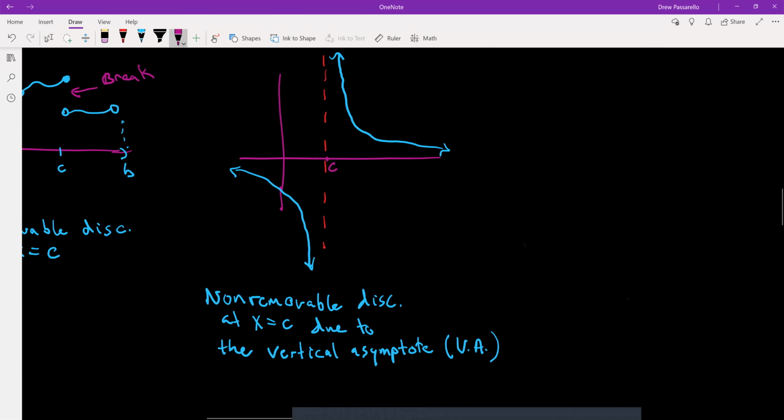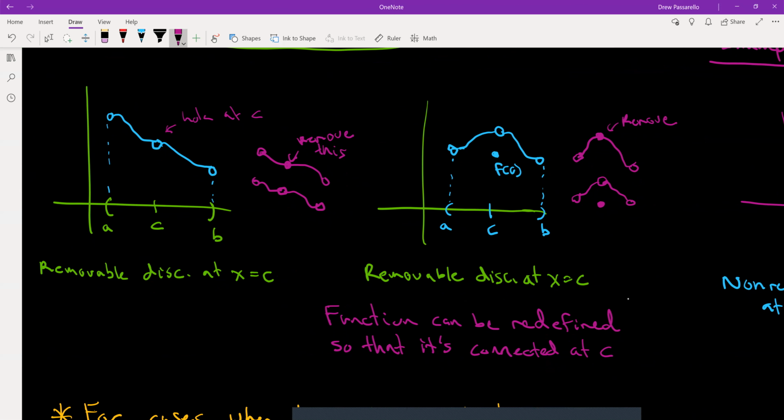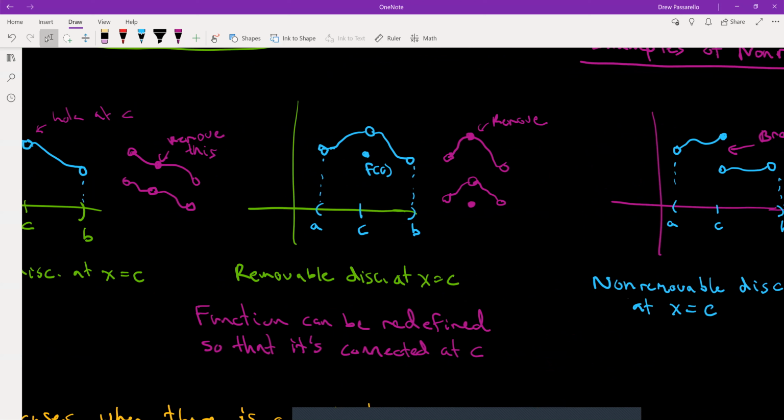All right, so hopefully these four examples give a clear picture of what's removable versus non-removable. These first two are removable discontinuities. Think of them as having holes. And if I were to redefine it, I can enclose that hole and then the function will be connected. Same thing for this one. I just take the closed dot at f(c) and move it to the hole, and that makes the graph connected.